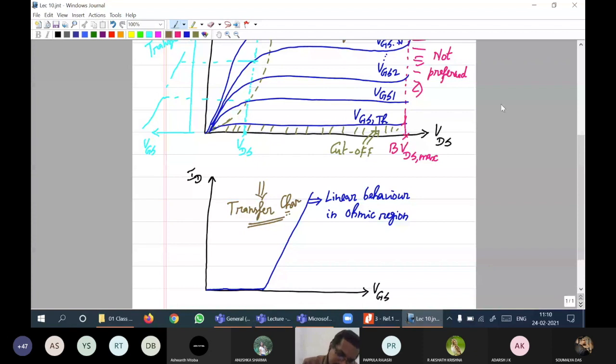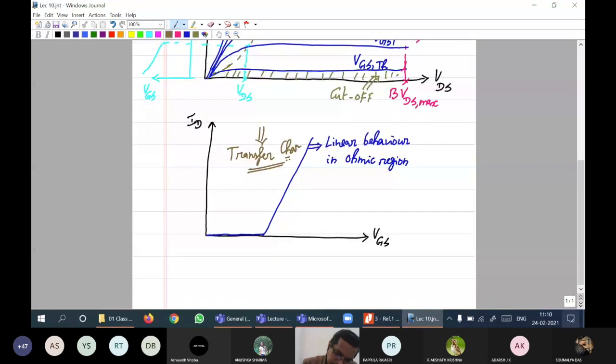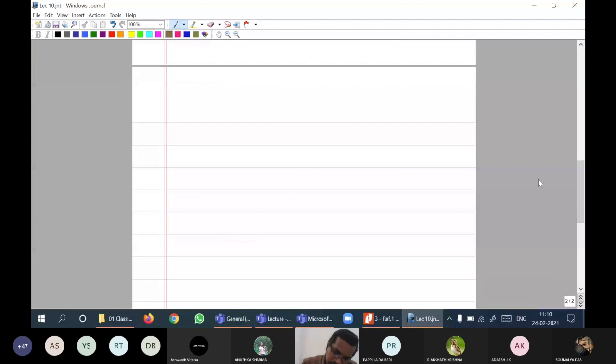Okay. Next is switching characteristics. Quite obviously, the turn on and turn off mechanisms play a role in deciding the switching characteristics. Firstly, we will discuss the turn on characteristics.